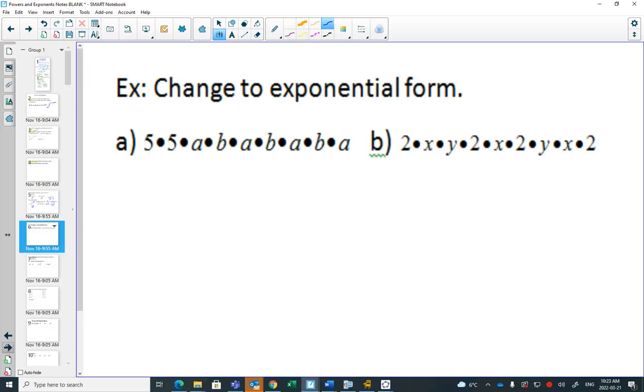But now we have more than one thing multiplied. So let's look at our numbers. The only numbers we have in this one are 5s. And we could write that as 5 squared. And because it's 5 squared, and you could do that in your head, if you wrote 25, I wouldn't be sad. Okay? How many a's do we have here altogether? 4 of them. So we write a to the 4. How many b's? B cubed.